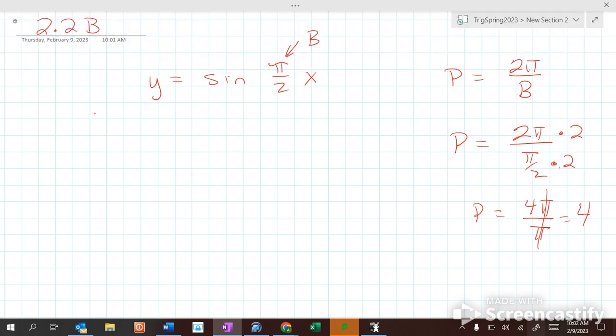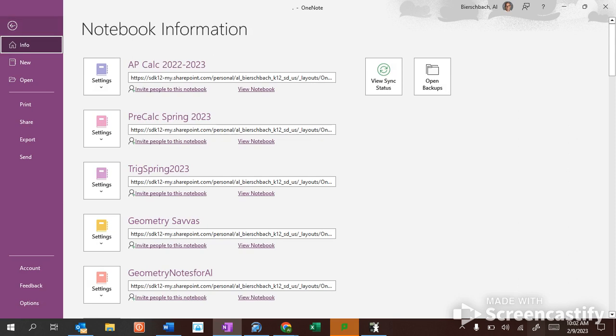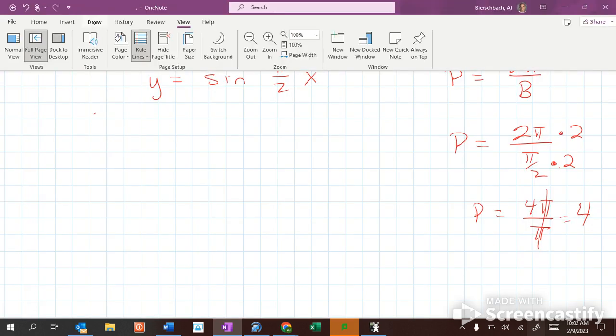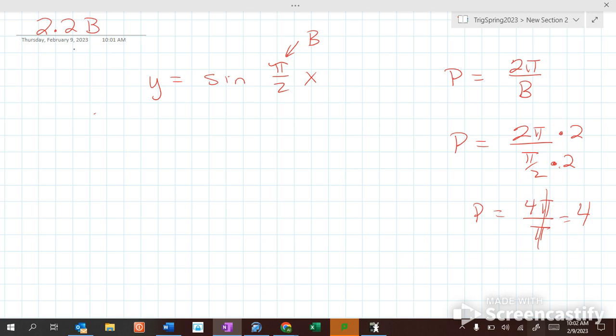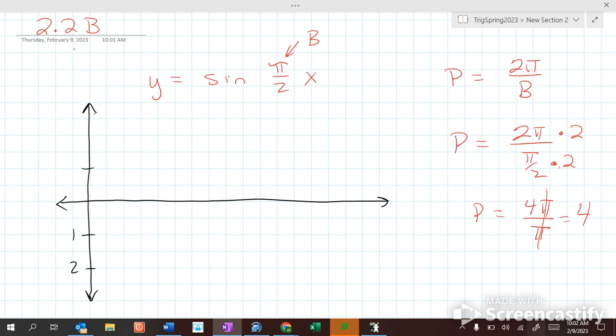So when we would graph something like this, oh, come on, Mr. Bierschbach, draw. Boom. If we graph something like this, that totally changes our x-axis. So our period's going to be 4 long. So instead of doing pi over 2, pi, 3 pi over 2, and so on, we're going to do 1, 2, 3, 4.